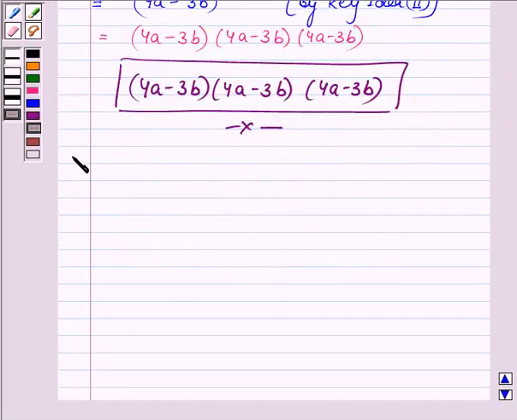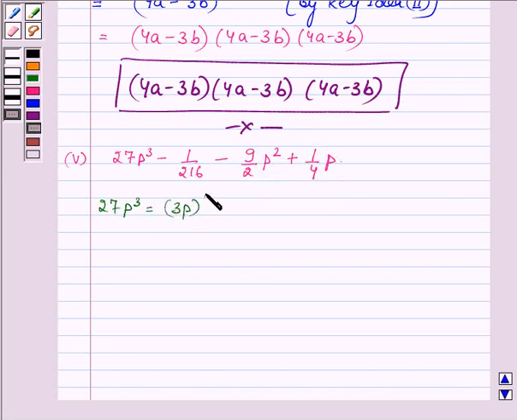And now proceeding on to the last one, where we have to factorize 27p cube minus 1 upon 216 minus 9 upon 2p square plus 1 upon 4p. Now 27p cube can be written as 3p whole cube, and 1 upon 216 can be written as 1 upon 6 whole cube.